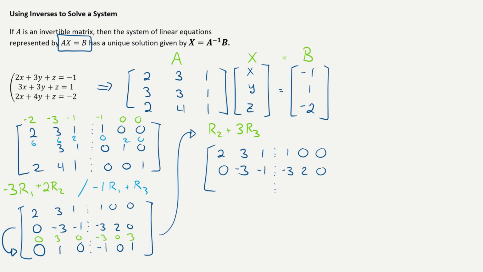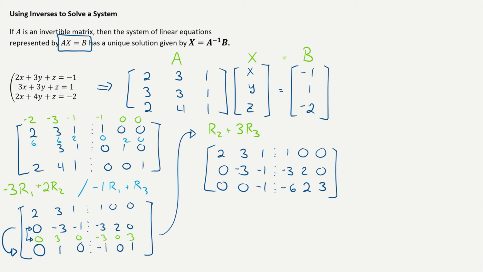So now we're going to add row 2 and row 3. So we're going to add these two, that green and the blue. 0 plus 0 is 0. -3 plus 3 is 0. -1 plus 0 is -1. And then I have -3 plus -3 giving me -6. 2 plus 0 is 2. And 0 plus 3 is 3.